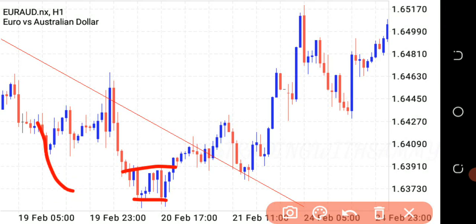After a declining stage, price comes into what? An accumulation phase. This is the accumulation phase, but it did not stay long. It depends on what the price is doing. So what did we see price do?